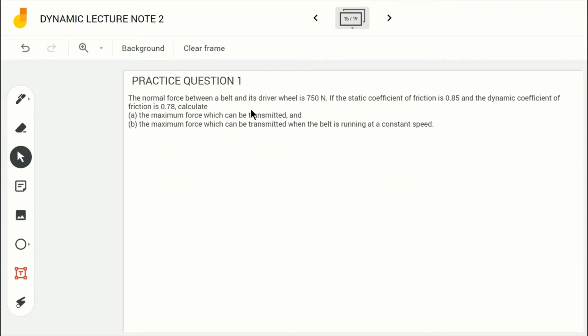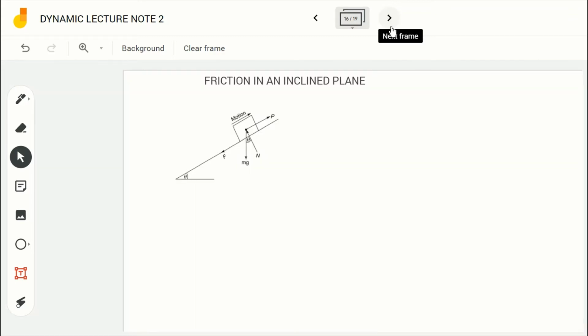So here is a practice question which I want you to do, and you are free to send me your answers to my email. All right, so now we'll look at friction in an inclined plane.